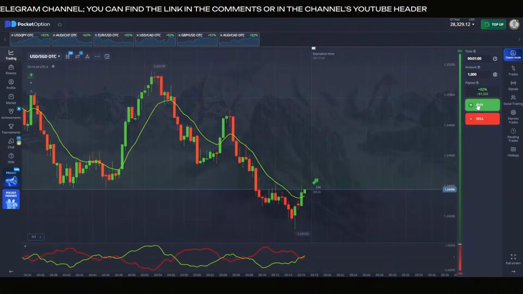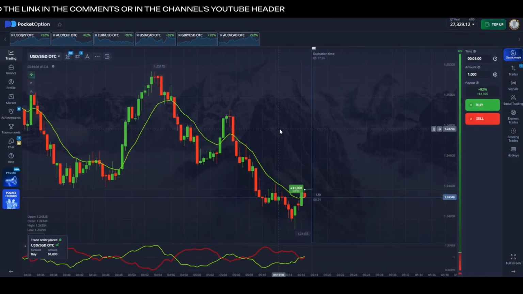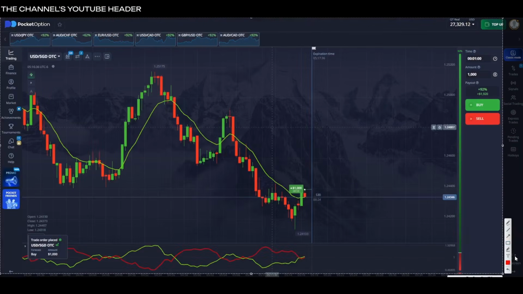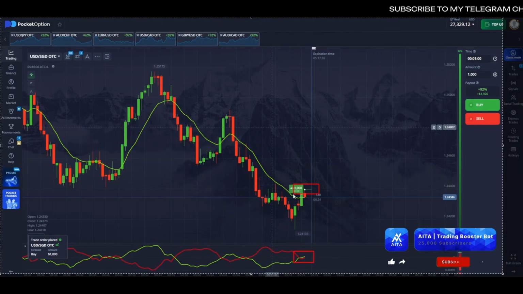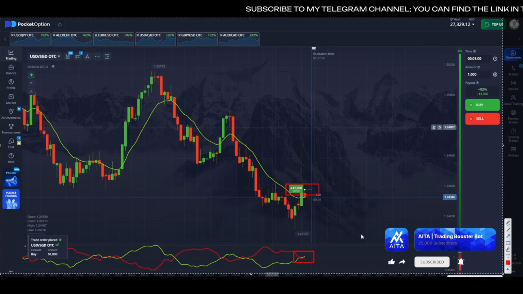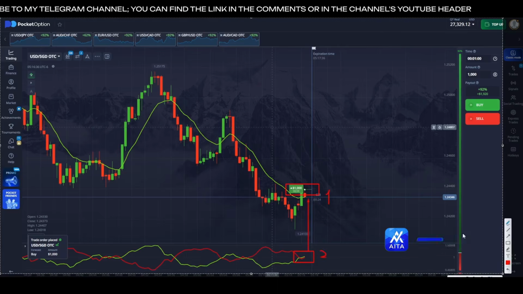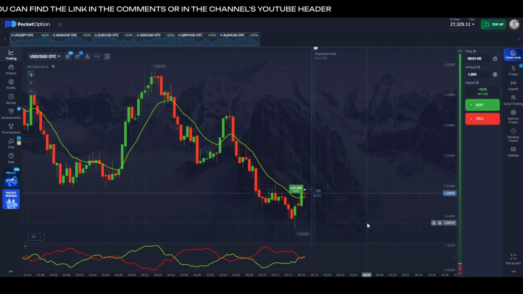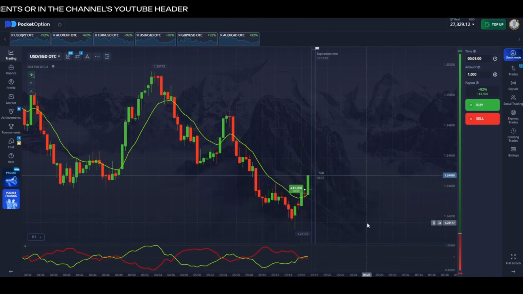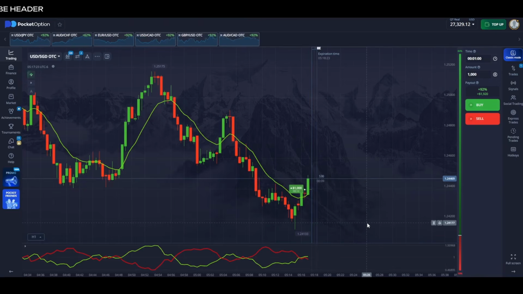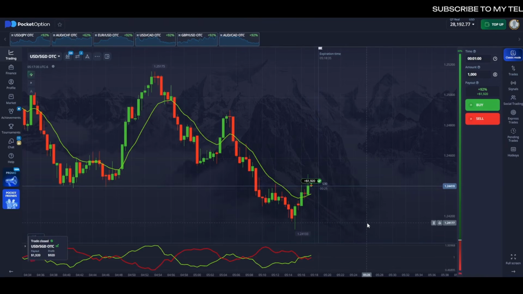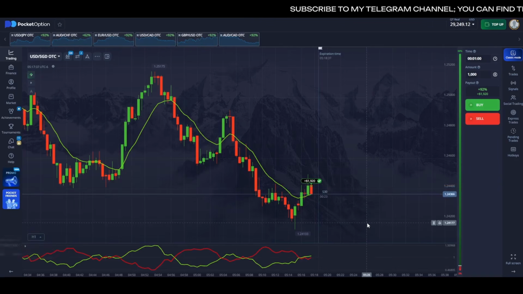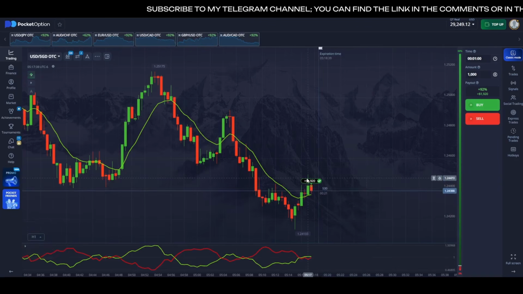Here, I'll open my last buy trade for today. We had a crossover of the lines. The green line is now above the red one. The price is above the moving average. These indicators represent two distinct signals for initiating a new buy trade. And this trade closed successfully. Plus, it's the last one for today.